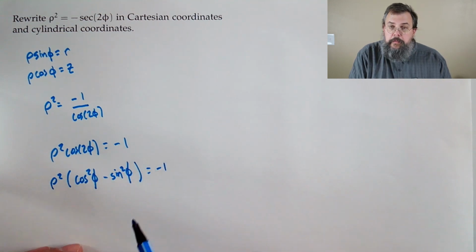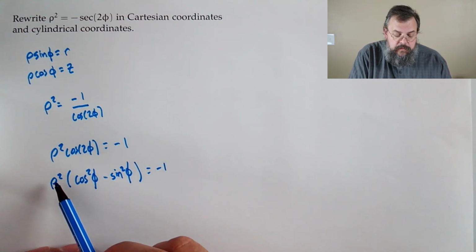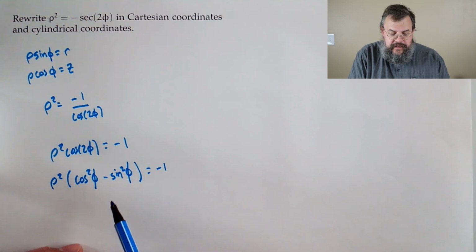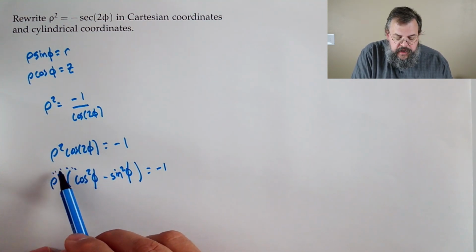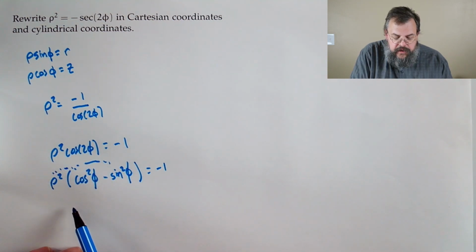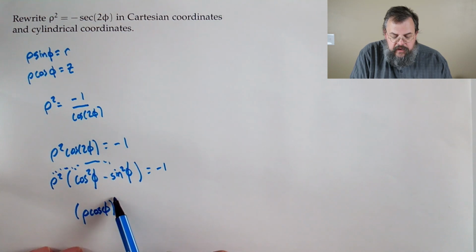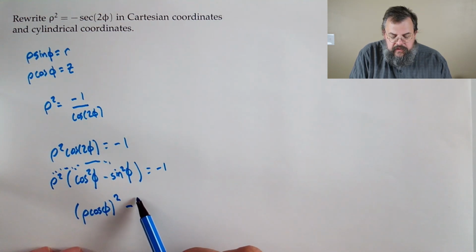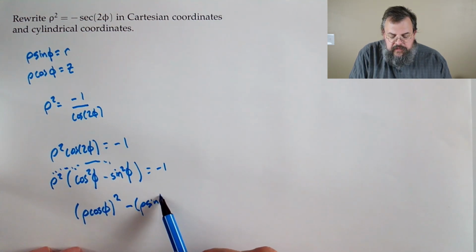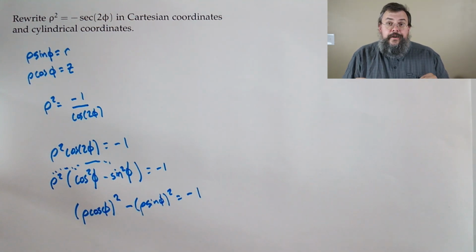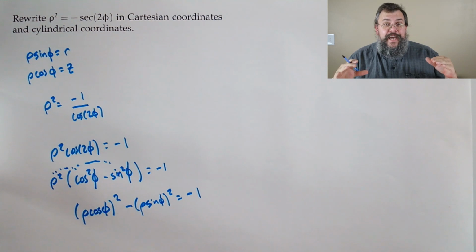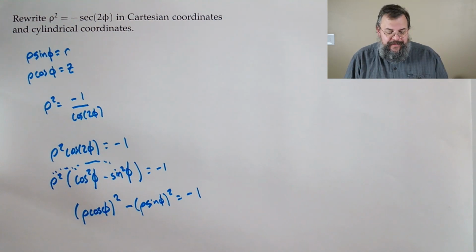Okay. That looks good. And you can multiply the rho squared in. So if you distribute here and then do a little bit of rewriting, this becomes (rho cosine phi) squared minus (rho sine phi) squared equals -1. Now, right now, we're a little bit negative. In fact, we're very, very negative.